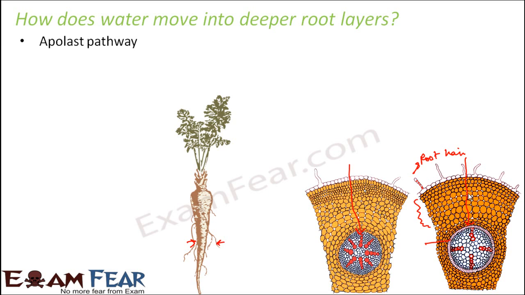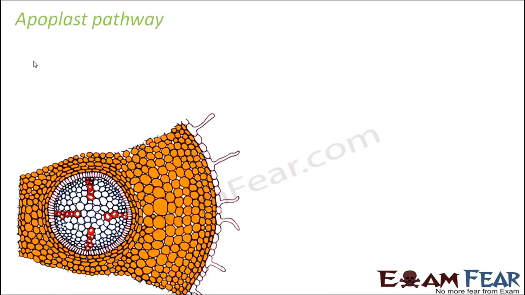Now there are two different pathways by which water can reach up to the endodermis. The endodermis is somewhere here. One is the apoplast pathway and the second one is the symplast pathway. Both of them are two different ways by which water can enter from the root hair up to the endodermis. Now let us discuss both of these pathways one by one. First we will talk about the apoplast pathway. What kind of pathway is this? Let us have a quick look.